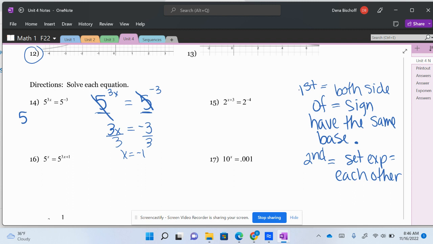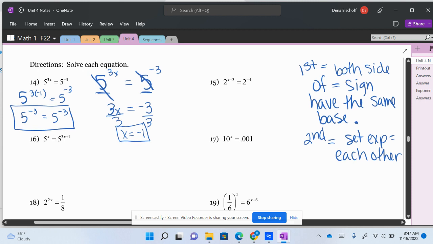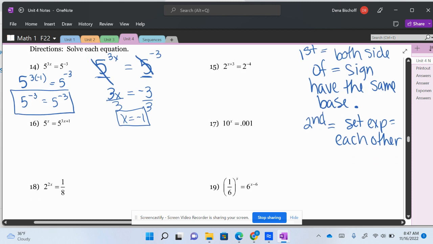So let's check that. I'm going to plug in the fact that x is negative 1 and see if this comes out to be the right thing. Well, 3 times negative 1 is what? It's negative 3. Does 5 to the negative 3 power equal 5 to the negative 3 power? Yeah, so your solution is x equals negative 1. So for number 15, do they have the same base? Yes. So you're going to drop the bases and just work with the exponents. Number 16, do they have the same base? Yes. So you're going to drop the bases and just work with the exponents and solve for x.